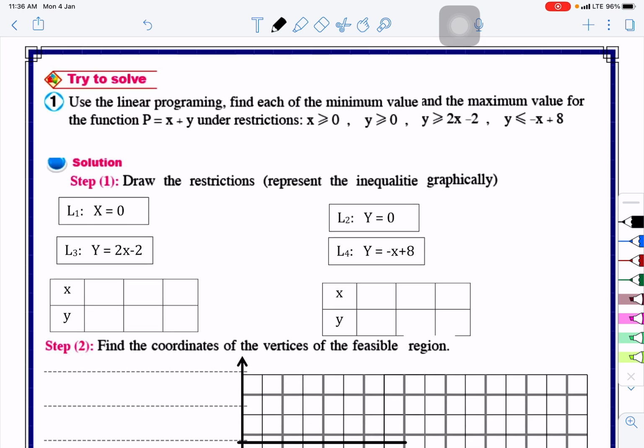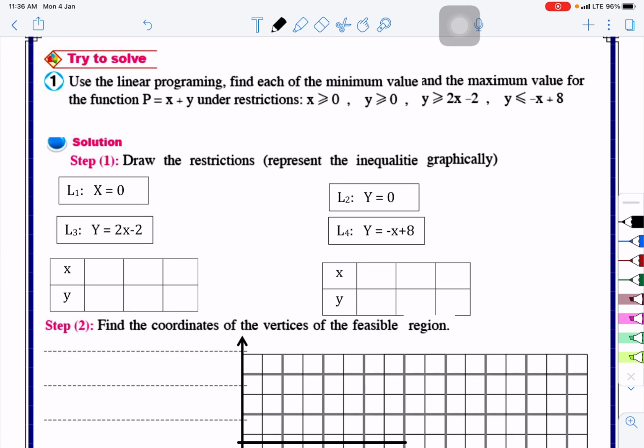At first, using linear programming, find the minimum value and the maximum value for the function b equal x plus y under the restrictions x more than or equal 0, y more than or equal 0, y more than or equal 2x minus 2, and y less than or equal negative x plus 8.